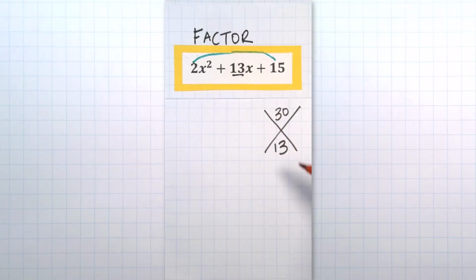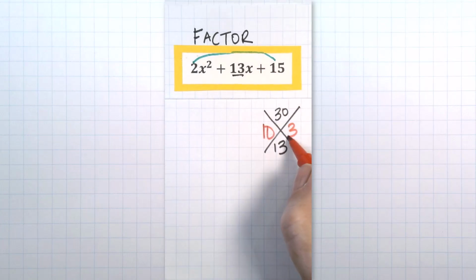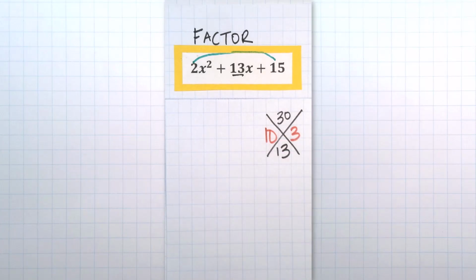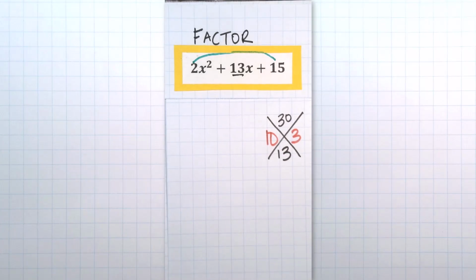You come up with two numbers that multiply to be 30, but when you add them together or combine them, because sometimes they're negative, when you combine them, they are 13. This is 10 and 3. From here, you'll use that 10 and 3, and we're going to do something called factoring by grouping. This is one way to do it.